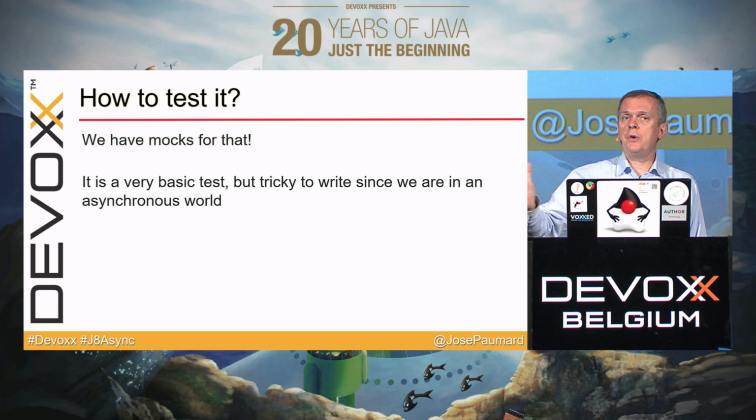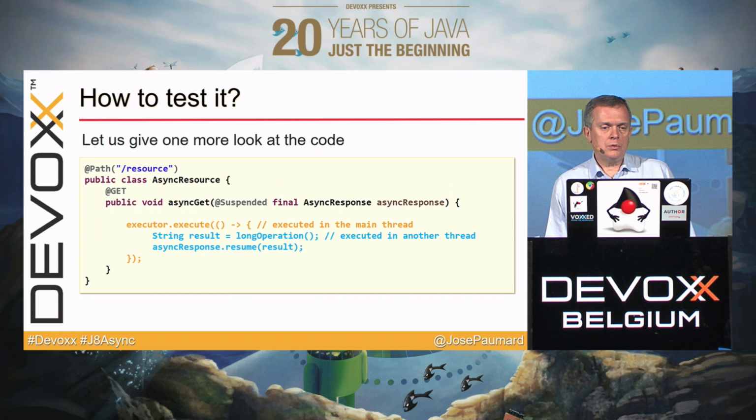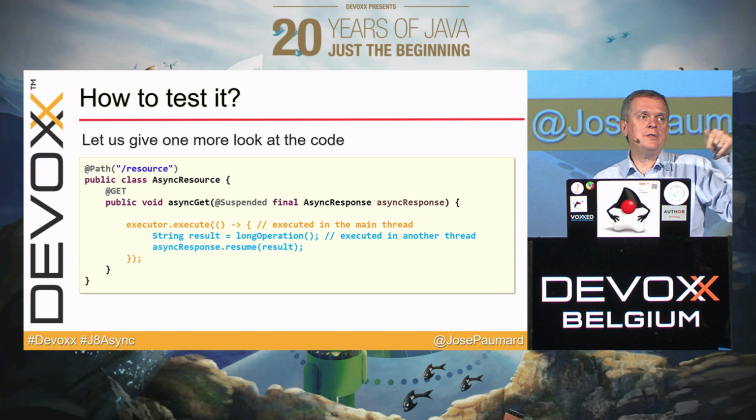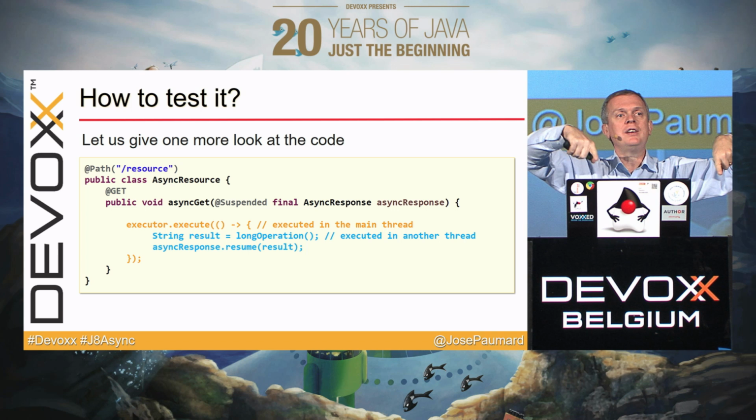Let us give one more look at the code. In orange, this is the code that is executed in the current thread, the thread of my test. And in blue, executed in another thread because it is the code of the callable. I'm passing here, maybe it's a runnable. Okay, so it's executed in another thread. And what I want to do is to put some kind of callback. Once this runnable has finished its execution, I want to get the result and check if my mocks have been properly called with the proper objects.